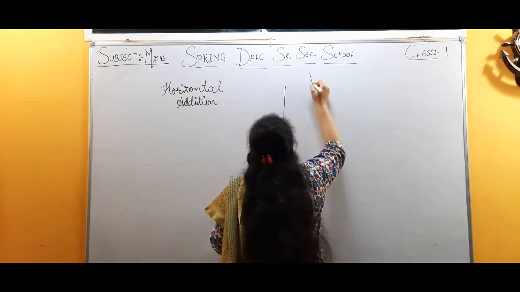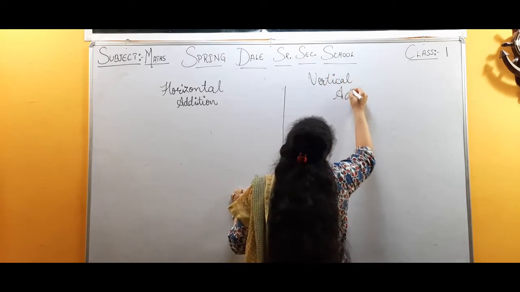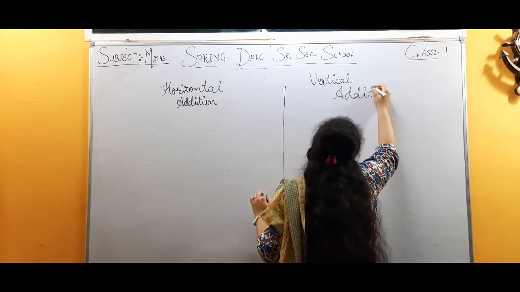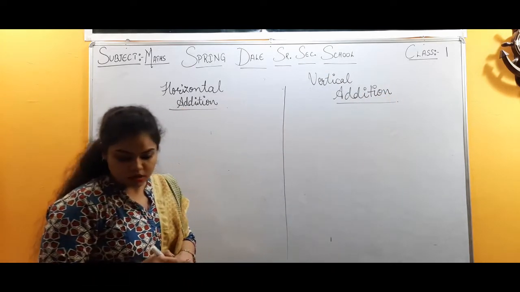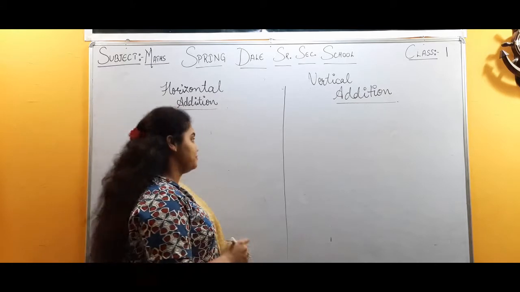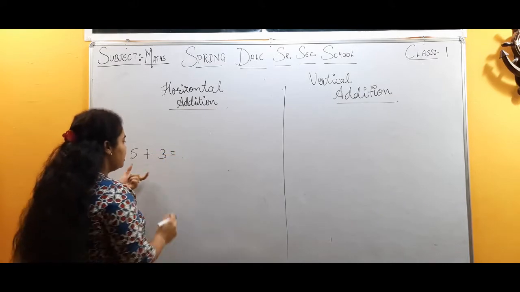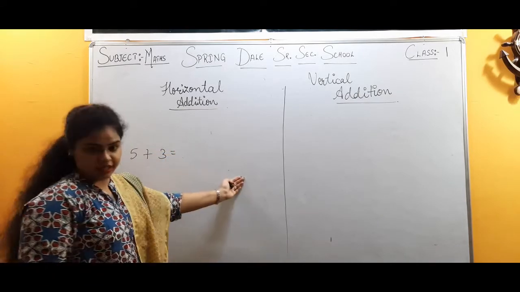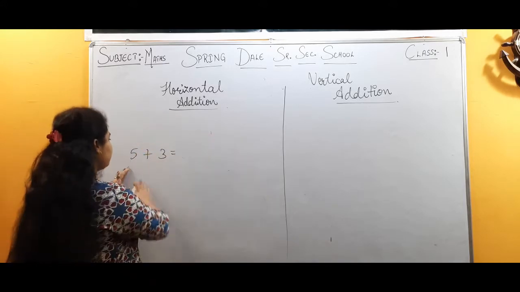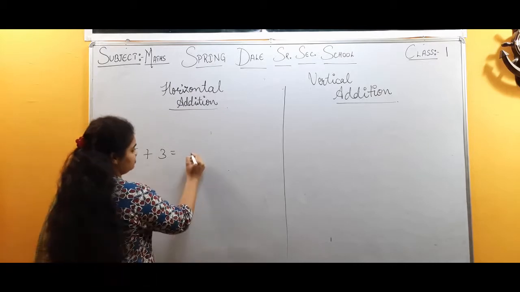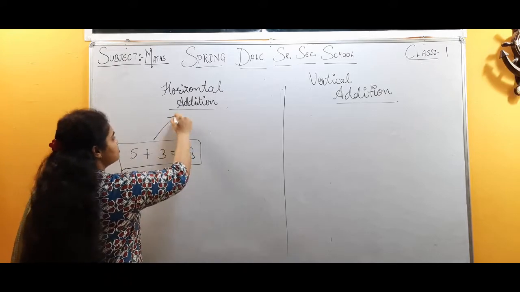Horizontal addition. Vertical addition. Now what is horizontal addition? 5 plus 3. If we write the numbers in one line and we add those numbers, that is the horizontal addition. 5 plus 3 कितना होता है? 8. We will write 8. So this type of addition is known as horizontal addition.